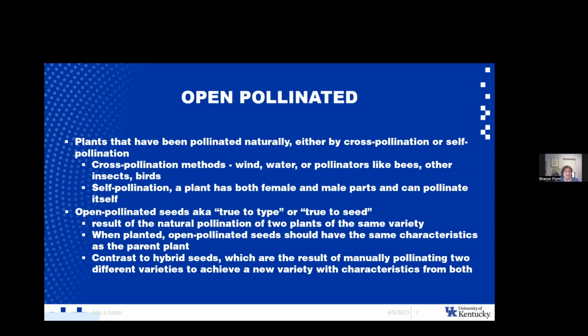Open pollinated seeds are also called true to type or true to seed, and they result from natural pollination of 2 plants of the same variety. When planted, the open pollinated seeds will have the same characteristics as the parents. And that's a big contrast to the hybrid seeds, which are the result of manually pollinating 2 different varieties to achieve a new variety with hopefully some of the better characteristics of both parents.